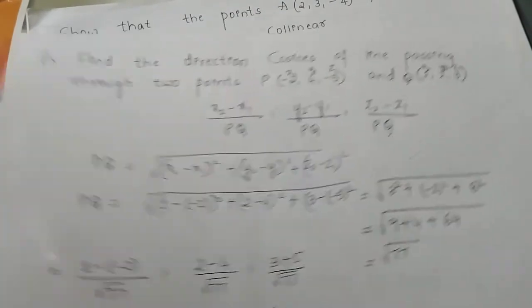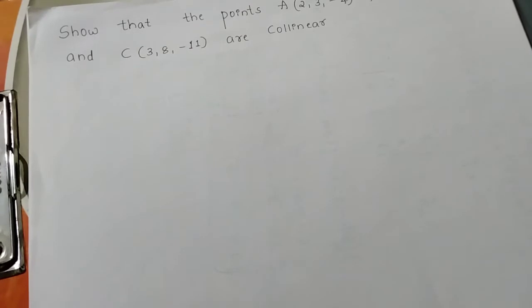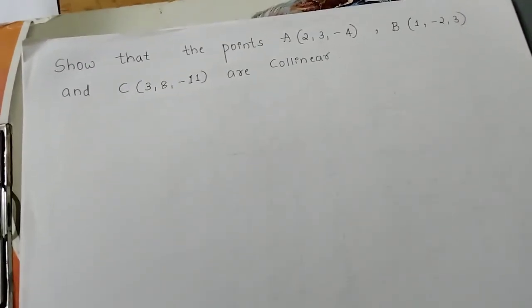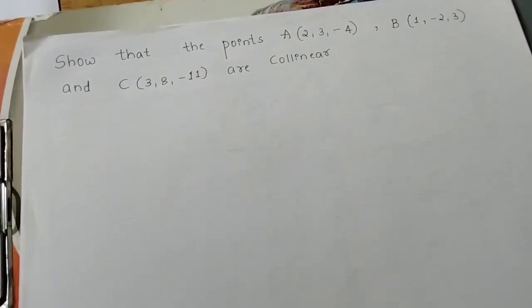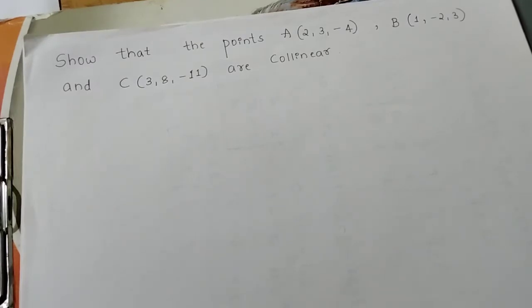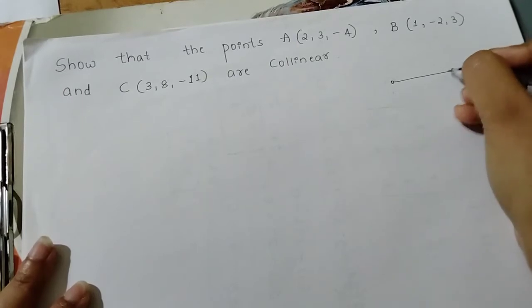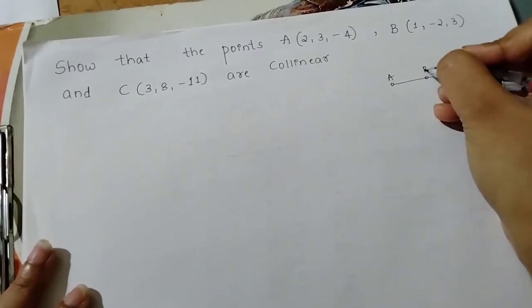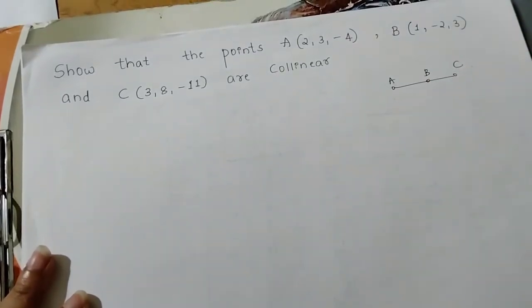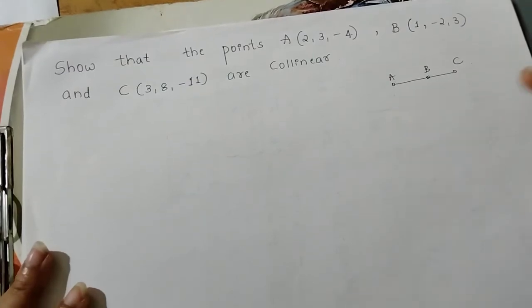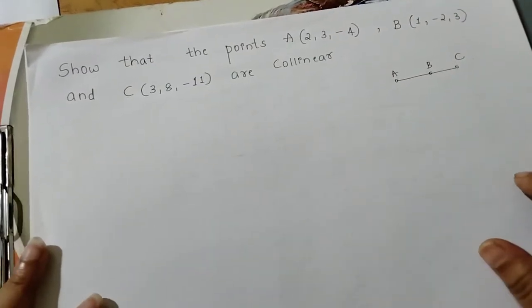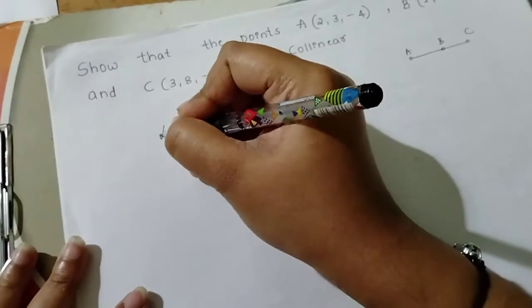Okay. Next example. Show that the points A is equal to 2, 3, minus 4, B is 1, minus 2, 3, and C is 3, 8, minus 11 are collinear. Collinear means all 3 points lie on the same line. So there are 3 points A, B and C. So first step, I am going to find the direction ratios.